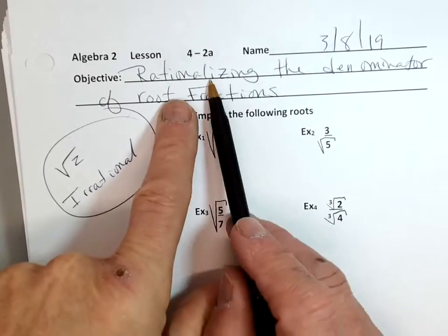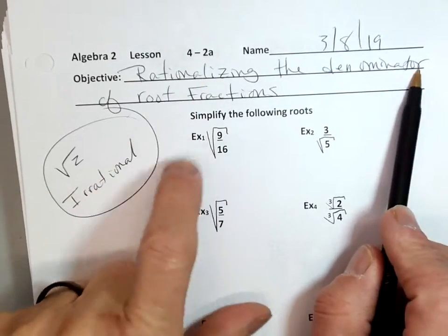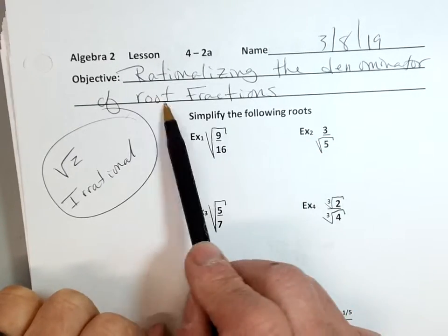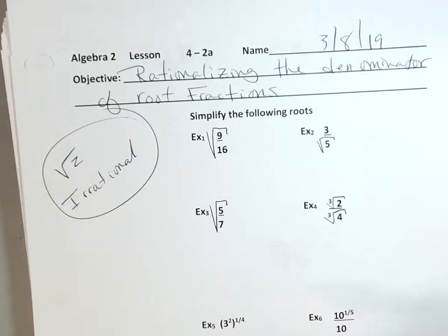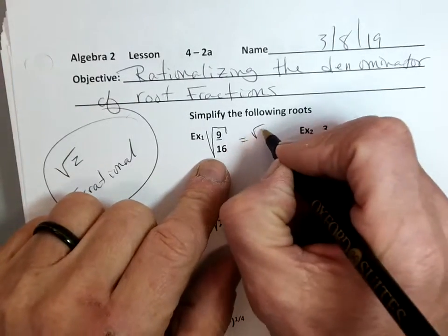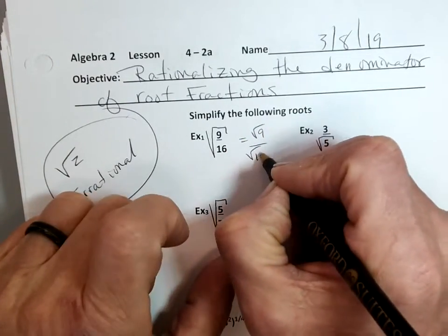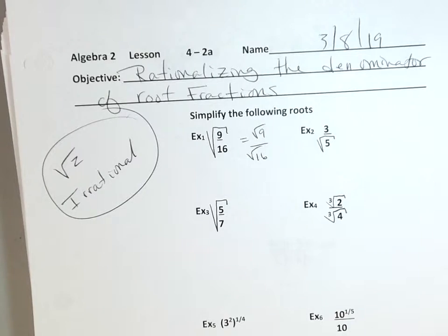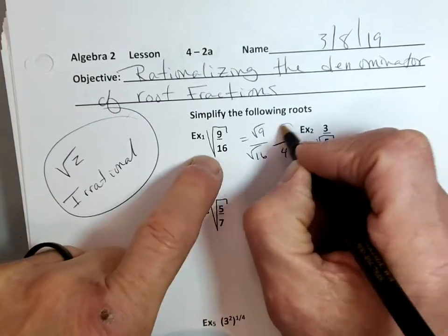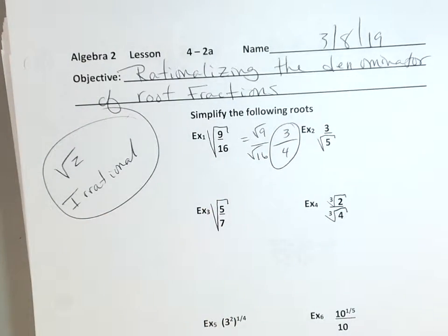So what I want to do is rationalize the denominator, which means I want to get the square root out of the bottom of a root fraction. If I take a look at example 1, it's pretty easy because 16 is a nice number. It's really the square root of 9 over the square root of 16. This one rationalizes pretty easily because 16 is a perfect root. Square root of 9 is 3. Square root of 16 is 4. 3/4. Boom.